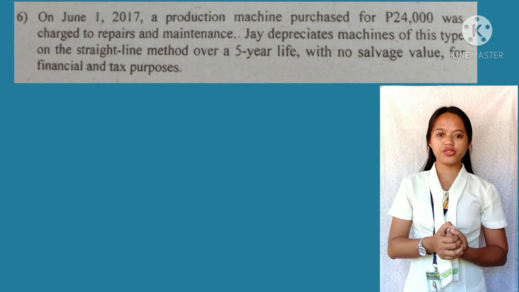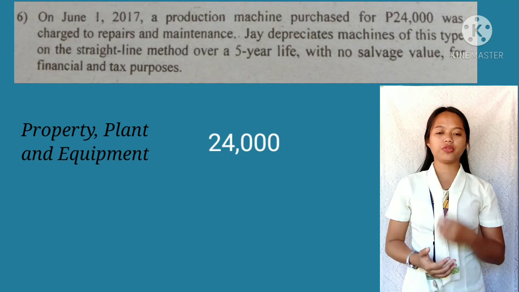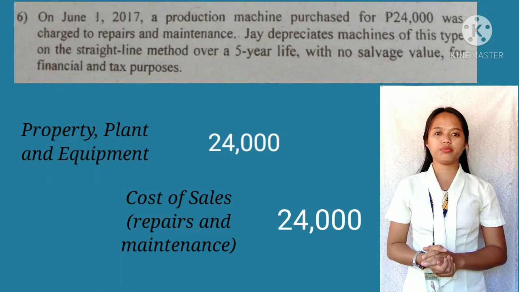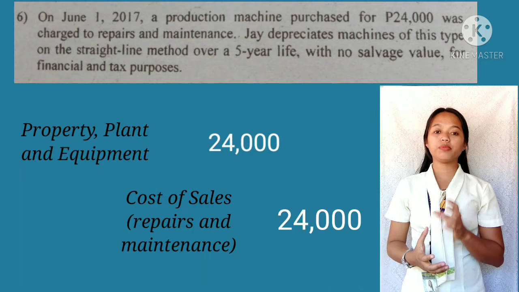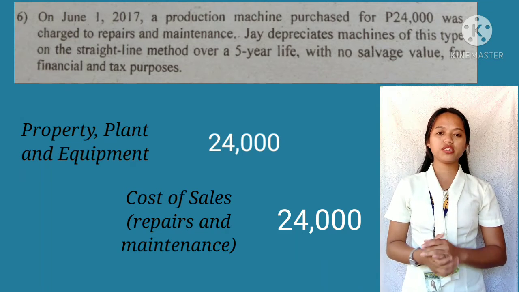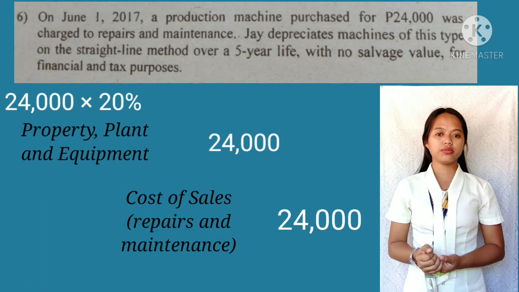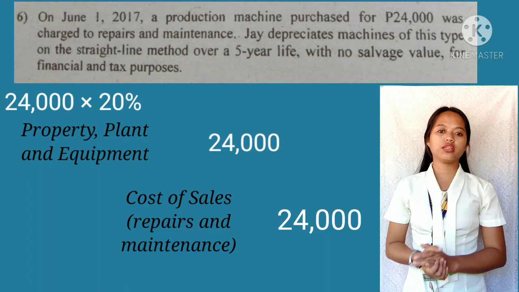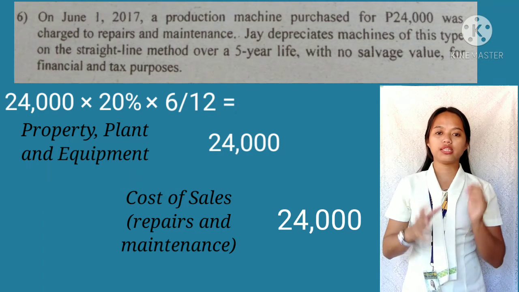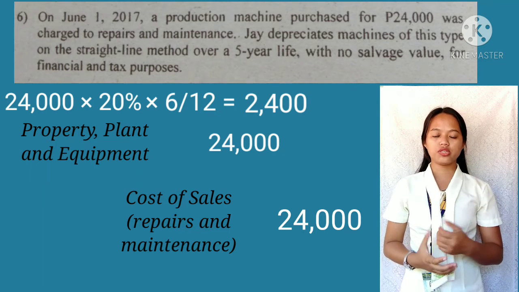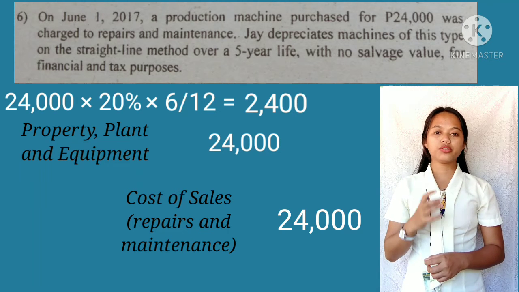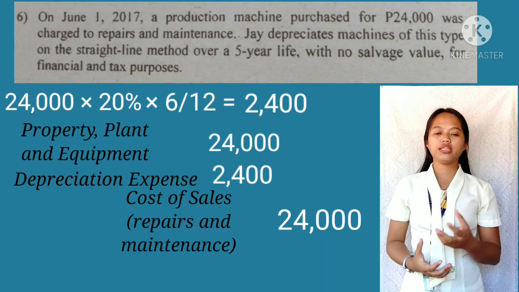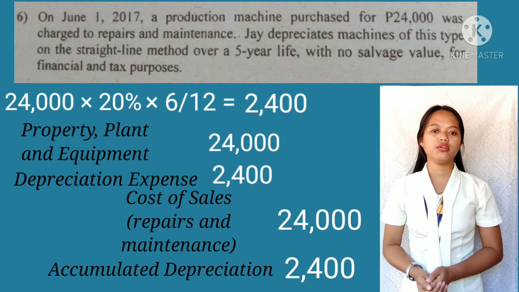For the sixth additional information, we will need to record a debit of PPE for 24,000 pesos and a credit of cost of sales for repairs and maintenance for 24,000 pesos. And also, we need to get the depreciation expense. To get the depreciation expense, we multiply 24,000 pesos by 20%, and that results to 4,800 pesos. 4,800 pesos is multiplied by 6/12, and that results to 2,400 pesos. So the necessary entry would be a debit of depreciation expense for 2,400 and a credit of accumulated depreciation for 2,400.